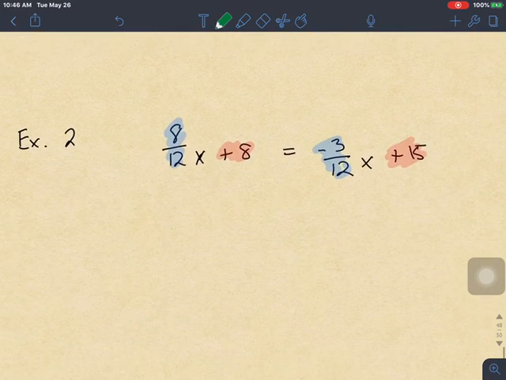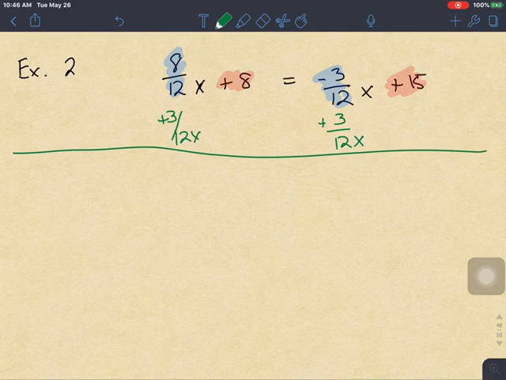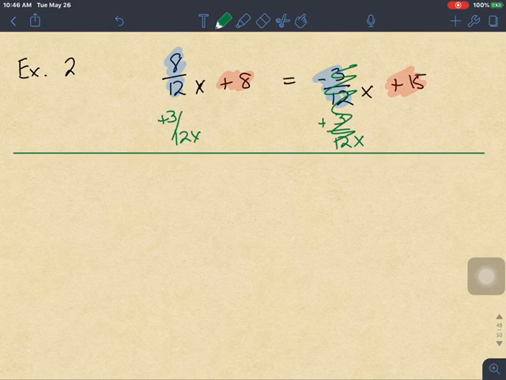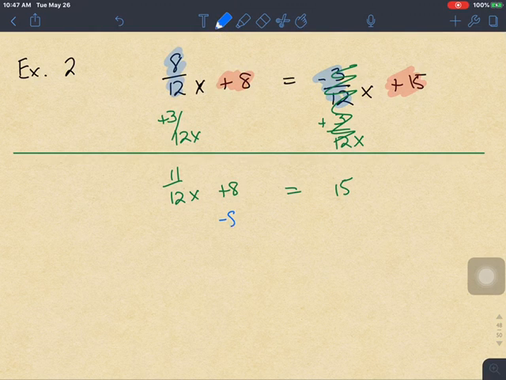That's that example. Here is example 2. And again, like before, we are going to do some algebra to get our x's on one side. That is the same move we did last time. That's gone, right? We have 11/12 x plus 8 left over here. Here's our equal sign, and we have 15 over here. Again, it is now just a two-step equation in which we are going to try to isolate x.